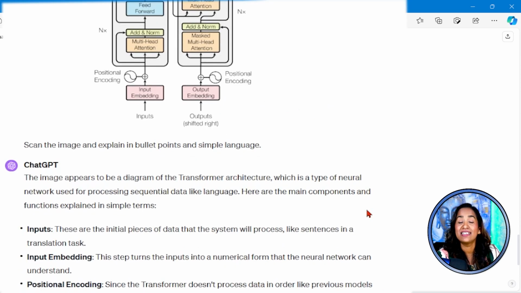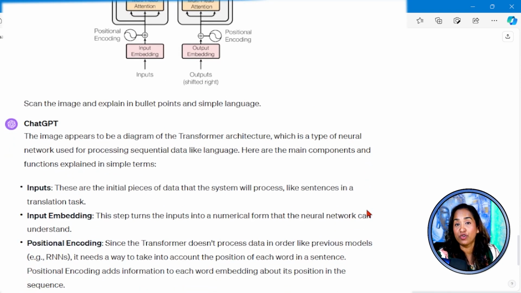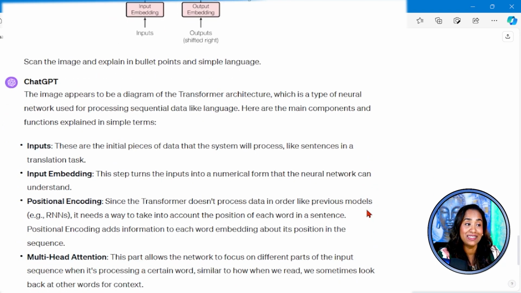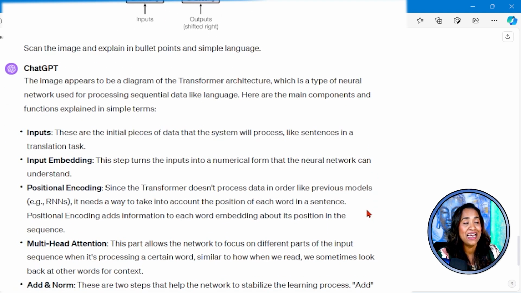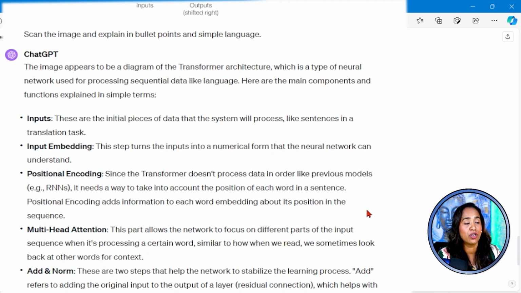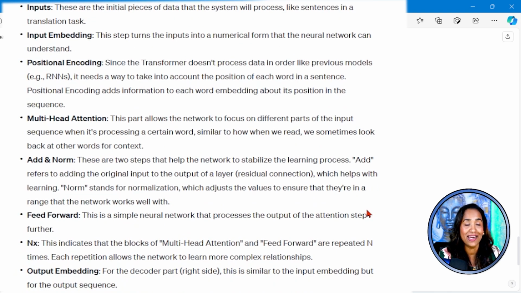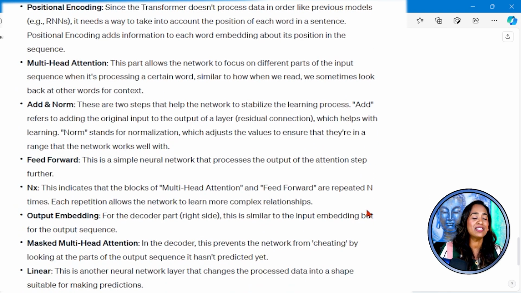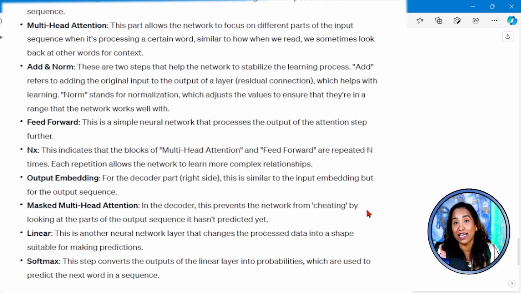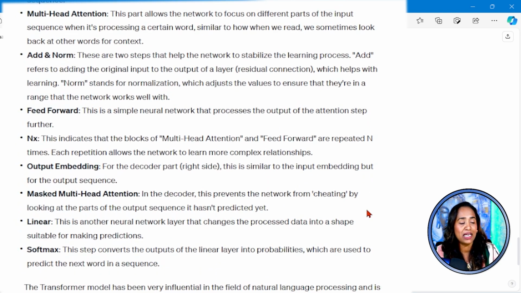And as you can see, it says the image appears to be a diagram of a transformer architecture, which it actually is, and it's giving me inputs, output embedding, position encoding, multi-head attention, add and norm, feed forward, Nx, and much, much more. So this is a fun way of using your image capabilities. Not just are you looking at the image, but you're also understanding and learning using this ChatGPT. For me, I think this is a plus point.